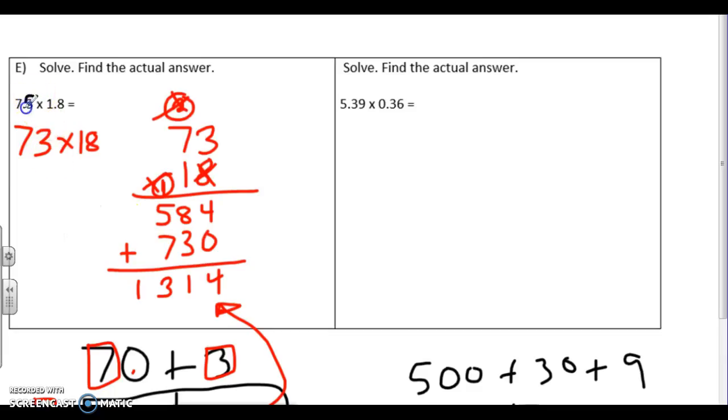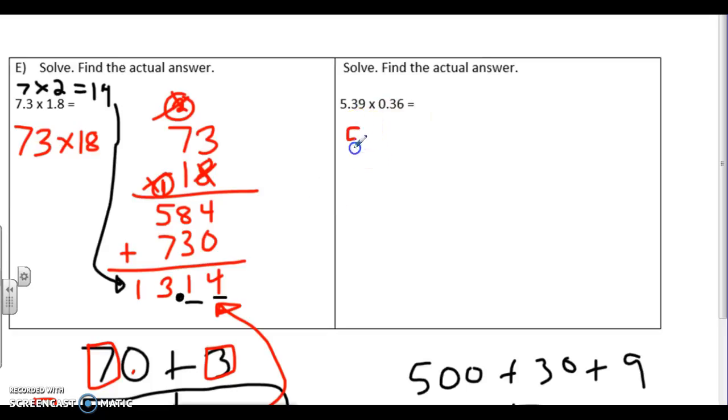We now need to put the decimal point back in. We know that we have 2 digits living in the decimal universe, so we're going to get 2 digits living in the decimal universe here. If you forgot, a quick estimation would help you out. This is about 7. This is about 2. 7 times 2 is 14, and 14 is really close to our answer when our decimal point is in there. If you thought it was 1,314, that estimation would have helped you very quickly. All right, last but not least, we have 5 39 hundredths times 36 hundredths.